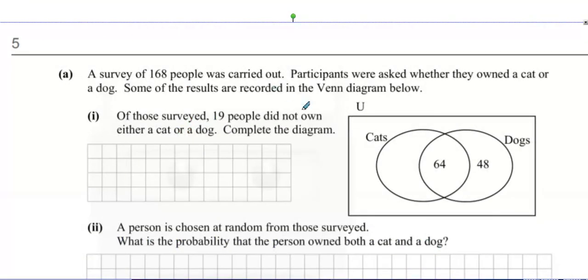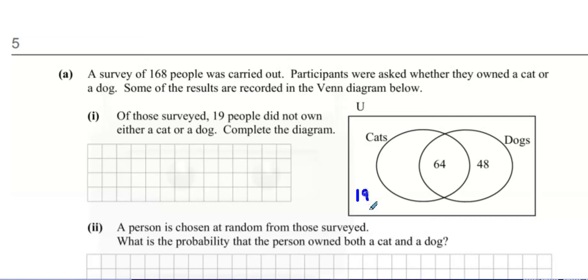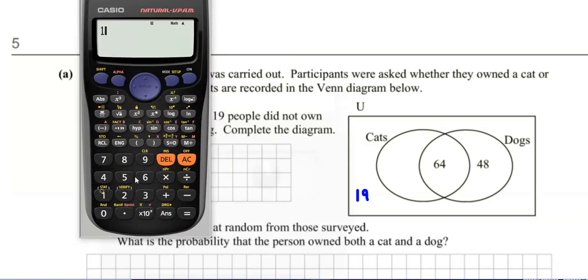Okay. A survey of 168 people was carried out. Participants were asked whether they owned a cat or a dog. Some of them are recorded in the Venn diagram below. Of those surveyed, 19 people did not own either a cat or a dog. Complete the diagram. So 19 on the outside. Then it's going to be 168, take away your 64, take away your 48 and take away your 19, which is 37.